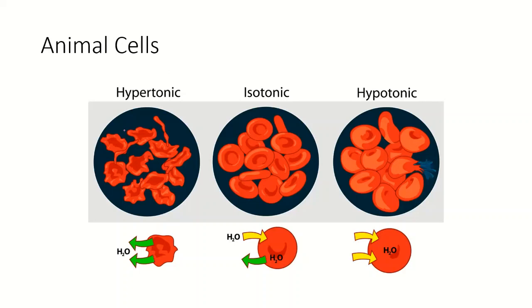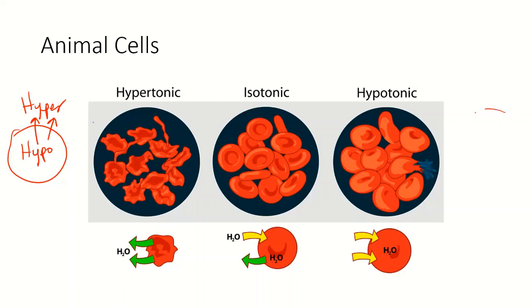So here we have animal cells that are in a hypertonic solution, which means their interior, so let's say this is the cell, the interior is going to be hypotonic. The exterior is hypertonic. Water always moves from hypo to hyper. That means it's going to be moving out of the cell. The cell shrivels and dies.